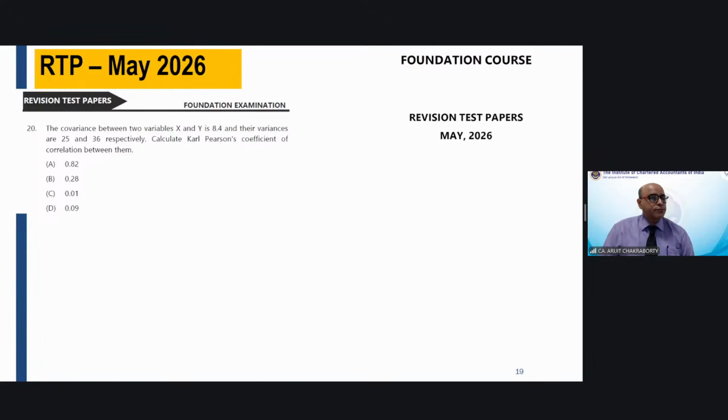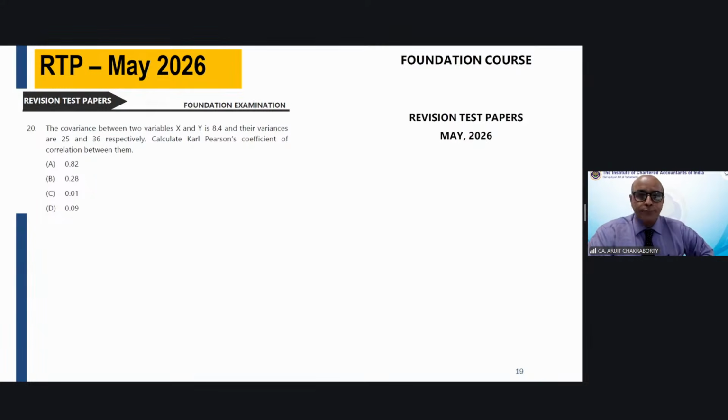The covariance between two variables, X and Y, is 8.4. I thought, last session, last slide, why not take up one question from the previous chapter? We have to find out Karl Pearson's product moment correlation coefficient. You know that is equal to covariance of XY divided by sigma X into sigma Y. That is, the denominator is a product of sigma X and sigma Y.